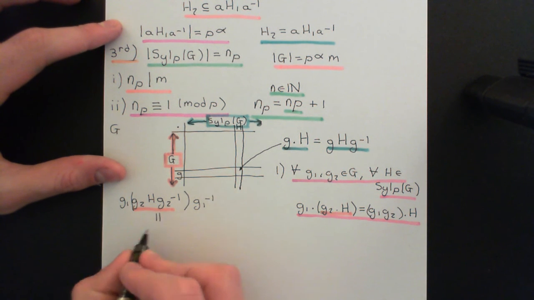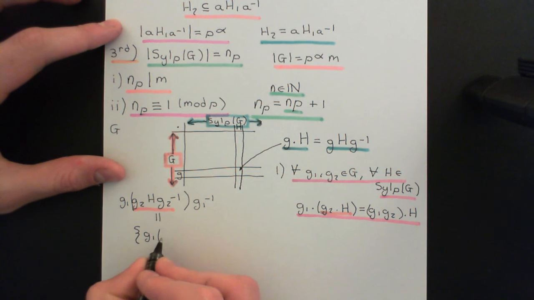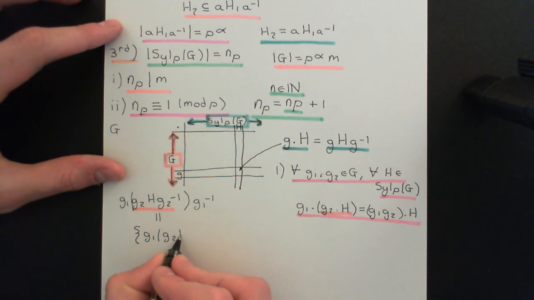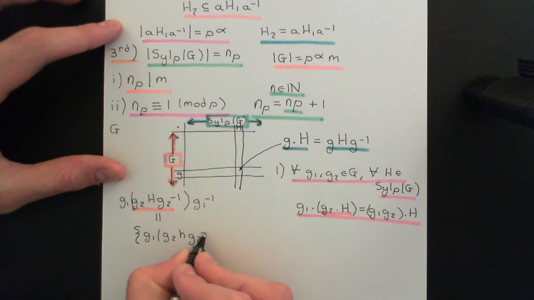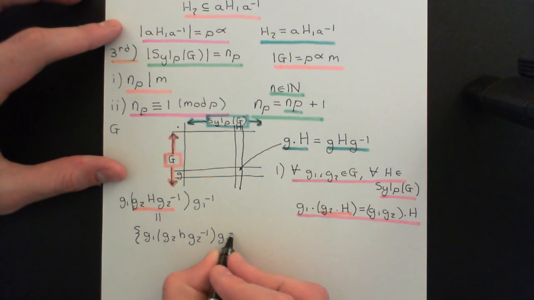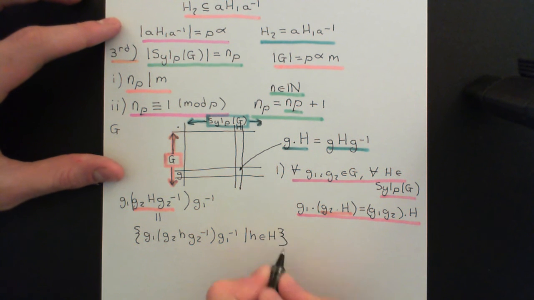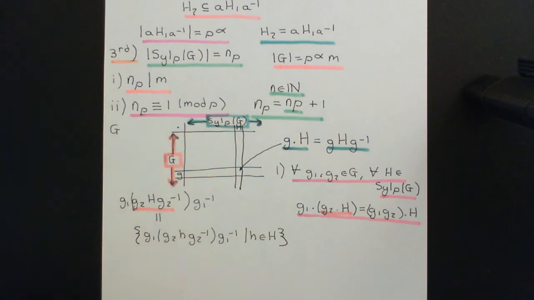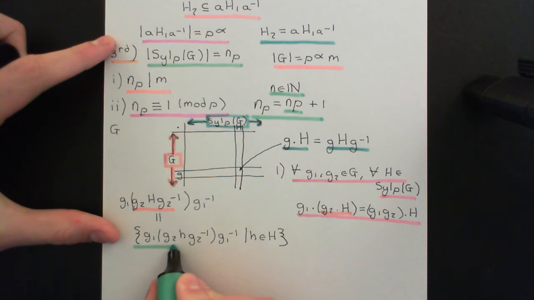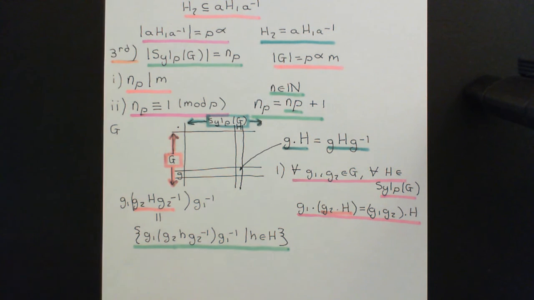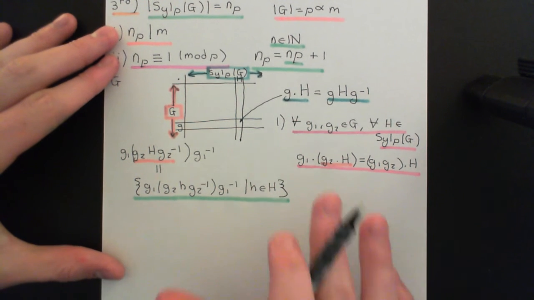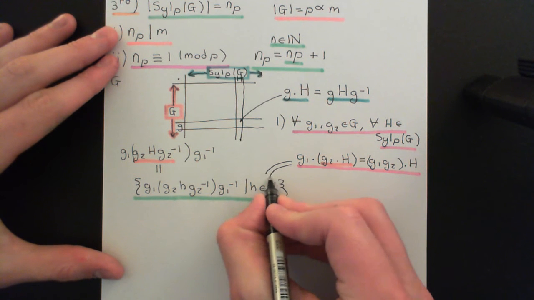Okay, so as a set, what will this equal? It'll equal all things of the form G1 conjugating something of the form G2 h G2 inverse, and then we'll have G1 inverse over here, where little h is an element of my Sylow P subgroup, capital H. Okay, so you firstly conjugated all of the elements of the subgroup by G2, and then you've conjugated them all by G1, and you've got all of the remaining answers in a set, and that is going to be your new Sylow P subgroup. That's the answer to the left-hand side here.